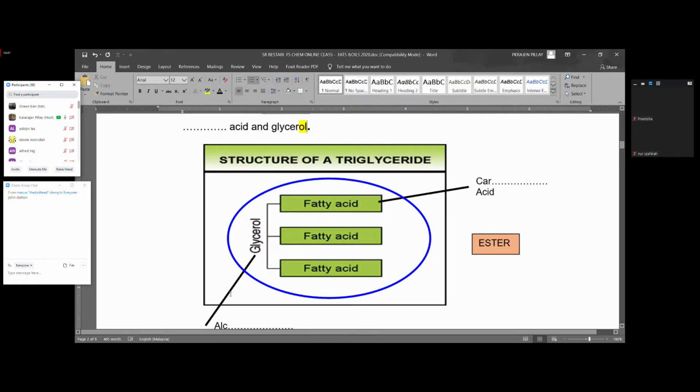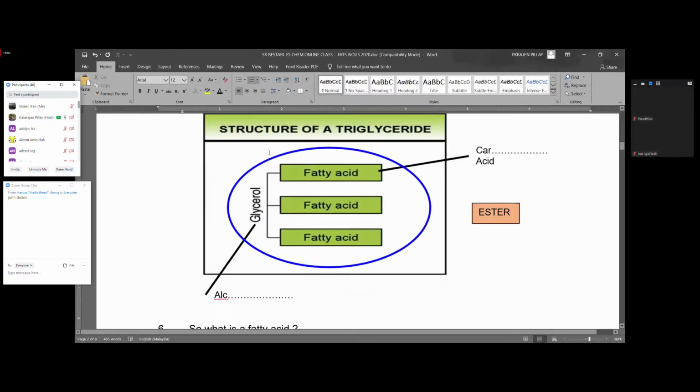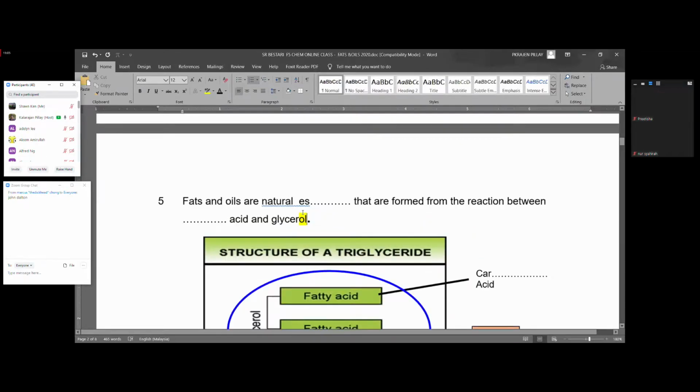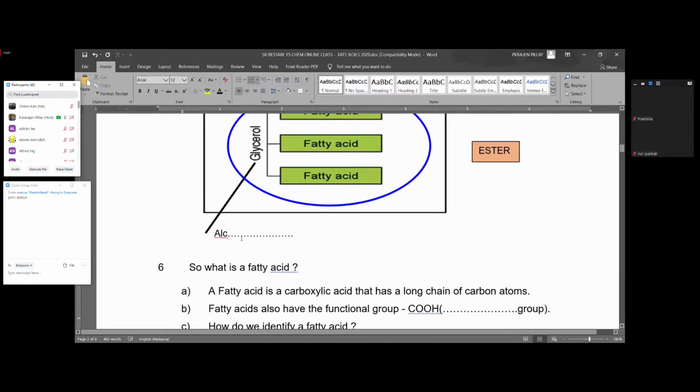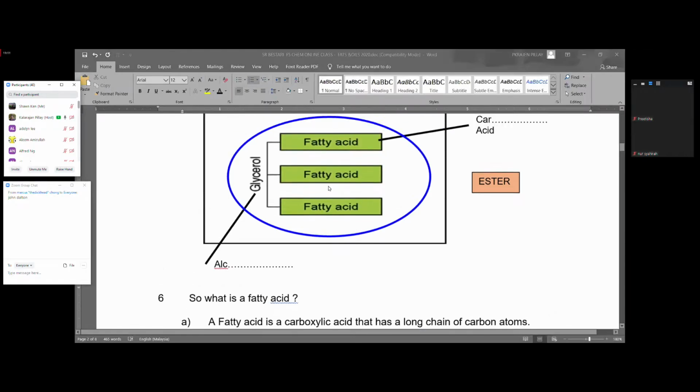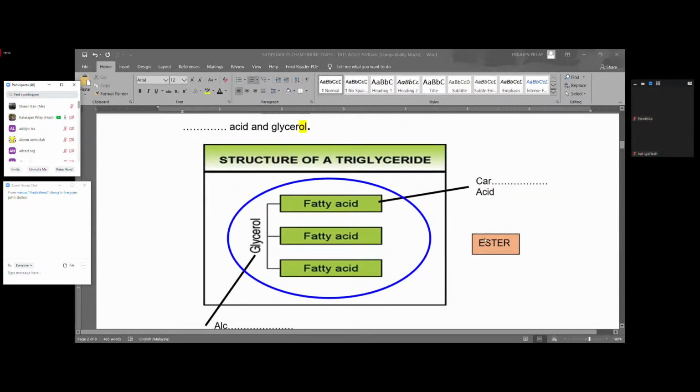In chemistry, we call them fats. In biology, we call them lipids. Okay? So put down here, this fatty acid is actually a carboxylic acid. Note that down. The fatty acid is a carboxylic acid. And this glycerol, you see the word OL there, so it's actually an alcohol. All right, so this whole thing is a fat, which is an ester, because when you have a reaction between an alcohol and a carboxylic acid, you get an ester.